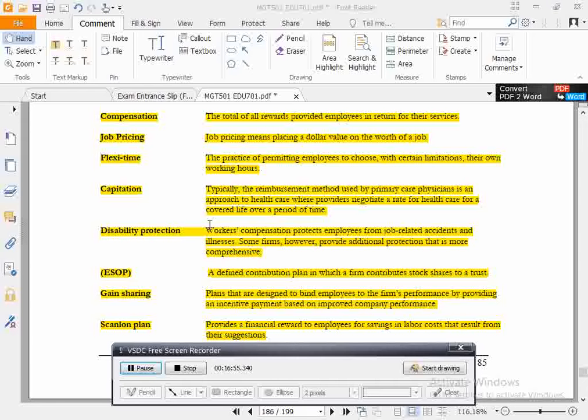Disability protection: workers' compensation protects employees from job-related accidents and illness. Some firms, however, provide additional protection that is more comprehensive. ESOP: a defined contribution plan in which a firm contributes stock shares to a trust.